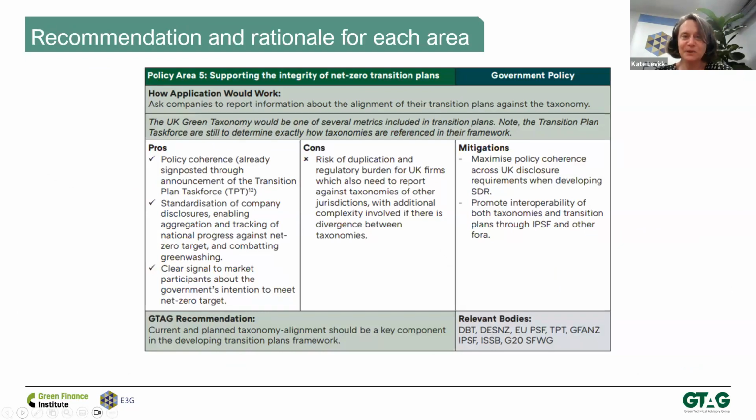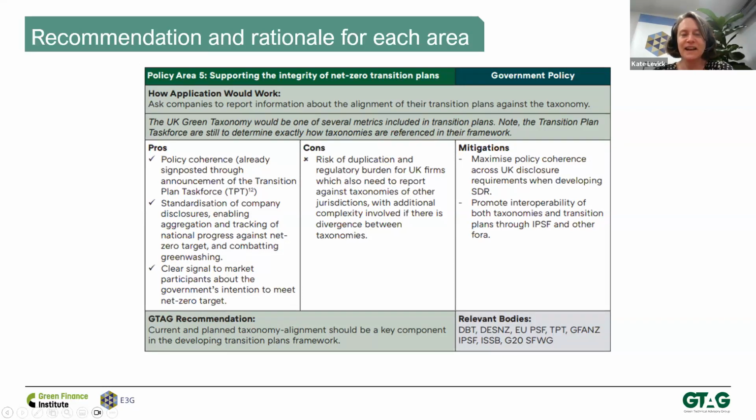So this is an example of one of the recommendations that we've made in the paper, one of 20. This is number 5, which is around supporting the integrity of transition plans. So I already mentioned this. Firms will need to be disclosing transition plans, and using the taxonomy when they do this can help them to show their coherence with government policy, can help them to measure what is or is not green. There's probably strong synergies with the sustainability disclosures reporting once that's come through, which we'd expect to encompass both taxonomy reporting and transition plan disclosure.